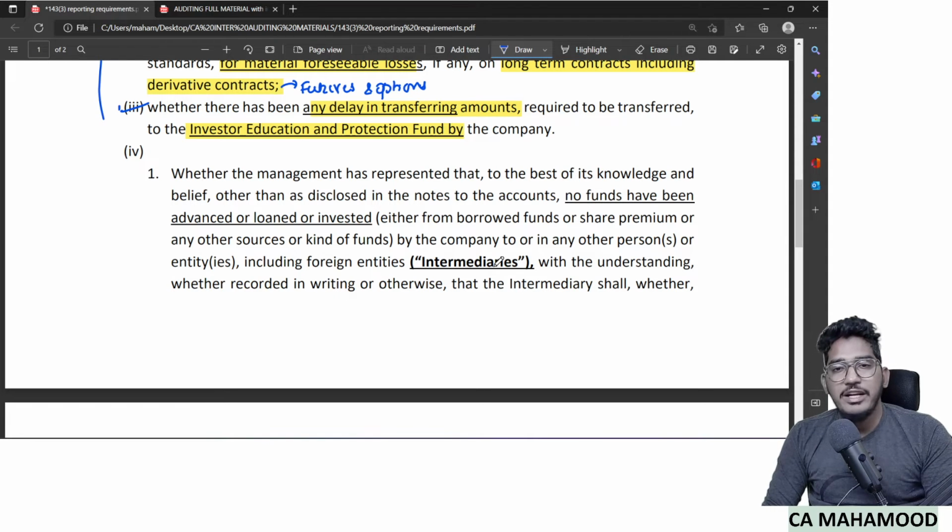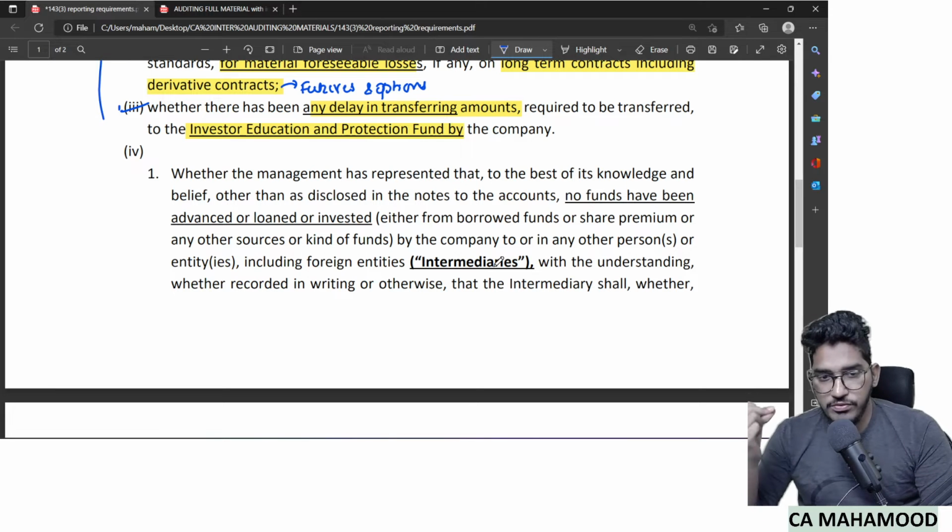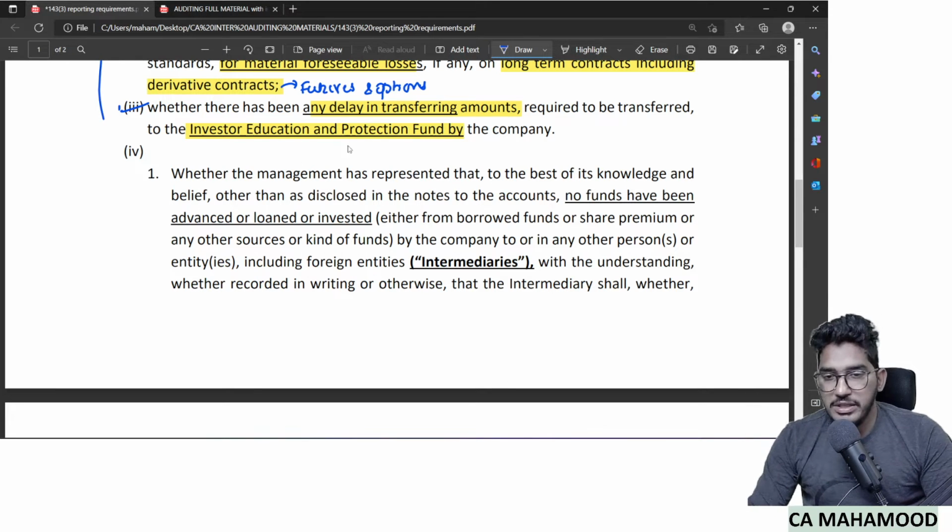First, I will read it. You might not understand it completely, but please pay attention to the way I am reading. The skills of reading are very, very important. You need to do a lot of interpretation. I will be reading this entire long paragraph given here. I know you will not understand it with a single reading, but I want you to observe how I am reading, where I pause, and where I link with the next phrase. So please focus now. Whether the management has represented that to the best of its knowledge and belief.